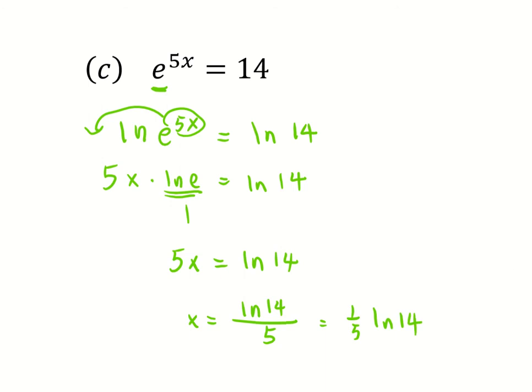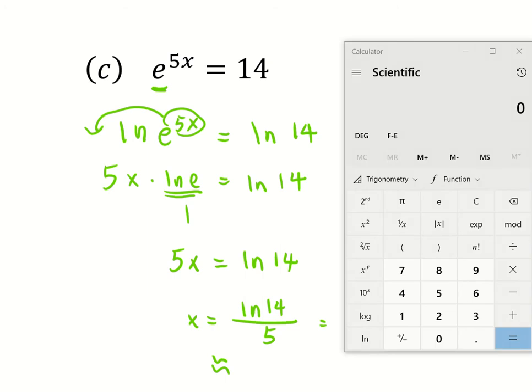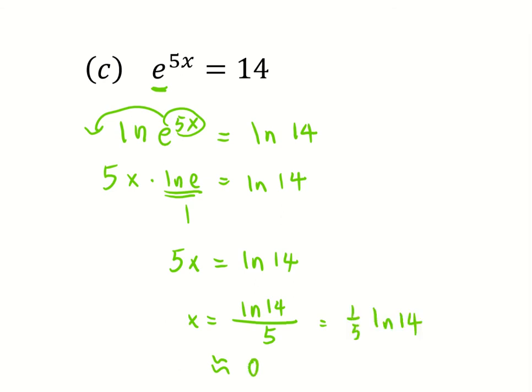And to find this answer in the decimal form, you can use a calculator. So 14 ln, whatever that is, divided by 5. You have 0.528 if you round to the nearest thousandth.